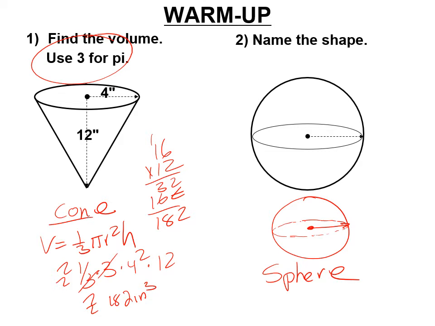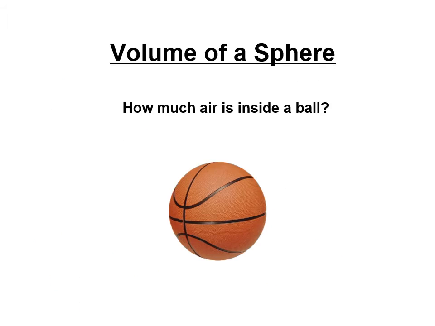Now notice, we had a height. For cones and cylinders, we had a height and a radius. For spheres, we're just going to have a radius. We're not going to have a height, per se. So what's the formula going to be for a sphere? The air inside a basketball is measured as the volume of that air.